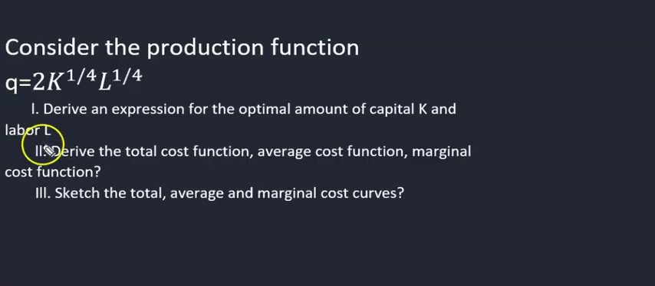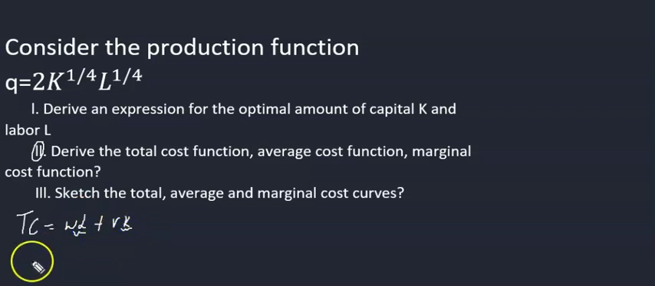The second question is this one. Derive the total cost function, average cost function, marginal cost function. So let's begin with the one we have been commanded to start with, the TC. So the TC will be our W, amount of labor, then R, then the capital. We have found this as well as that. So all we need is just to plug in that information.